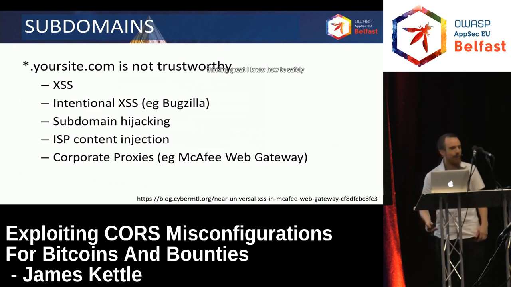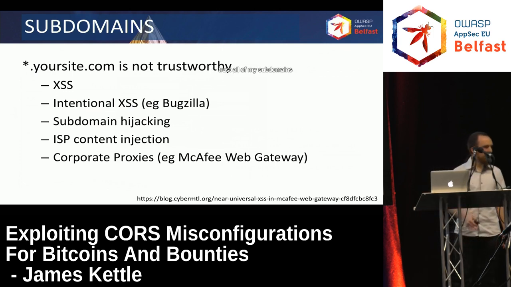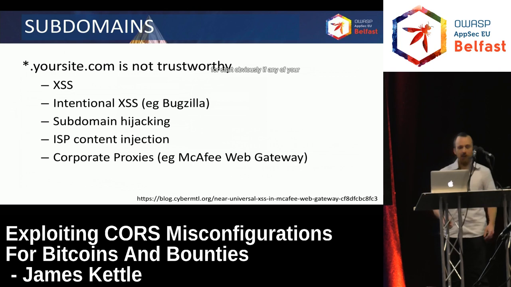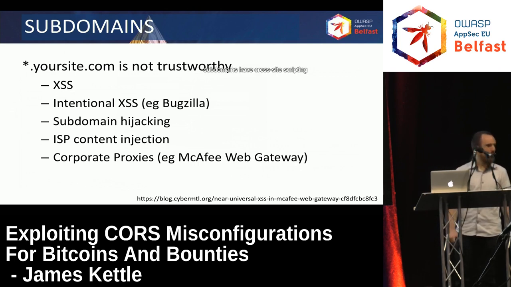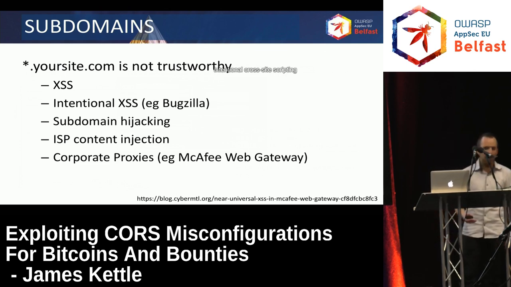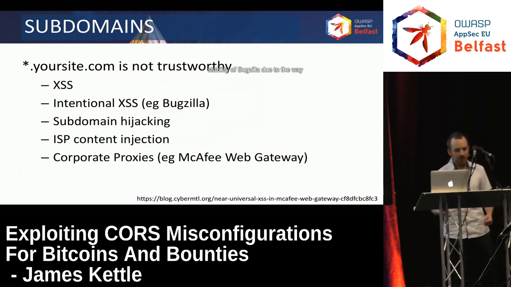Okay, you might now be thinking, great, I know how to safely trust all of my subdomains. I've just got to whitelist the protocol and use ends with a dot. But please don't do that. For a start, obviously, if any of your subdomains have cross-site scripting, you've just removed your security. And some even quite well-secured applications like Bugzilla have intentional cross-site scripting vulnerabilities on subdomains. It's a feature. It doesn't compromise the security of Bugzilla due to the way it's implemented, but it will compromise your site if you trust all your subdomains.